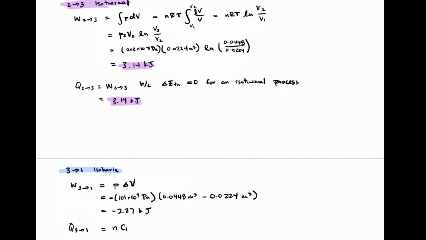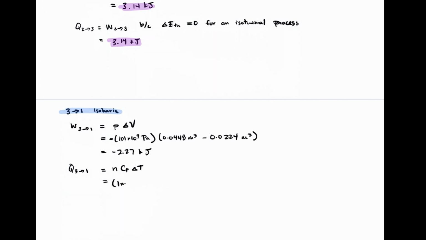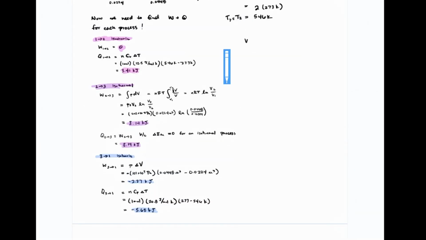All right, going back to heat, remember this is an isobaric process, so it has its own definition for heat, which is nCpΔT. Now we just plug in the numbers that we already know. This is why we wanted to know temperature at all of these points. For a monatomic gas, the Cp is 20.8 joules per mole Kelvin. And then we subtract our temperatures. And this should give us a negative number, meaning heat is going out of the system. And it does, it gives us negative 5.68 kilojoules. So now we have work and heat at all these points. And that means our work out is the total work, right?